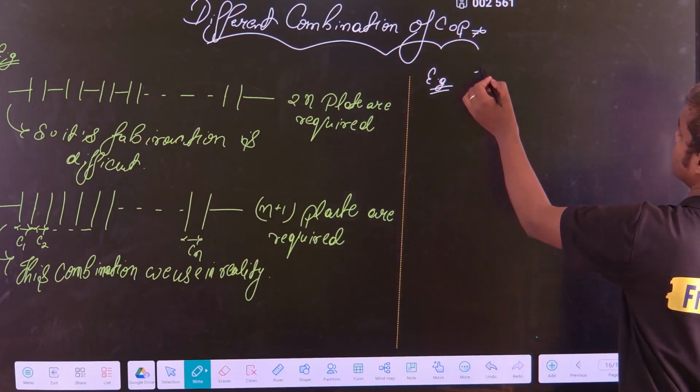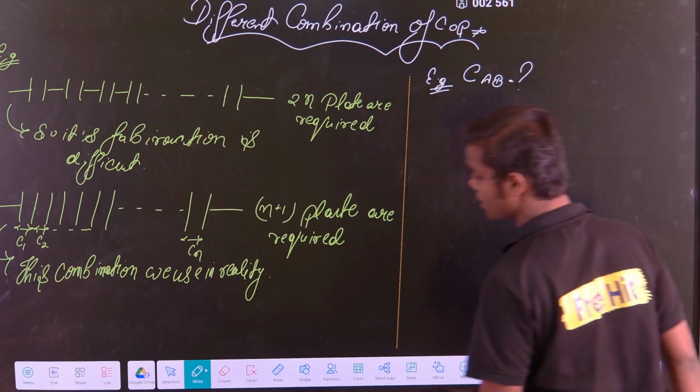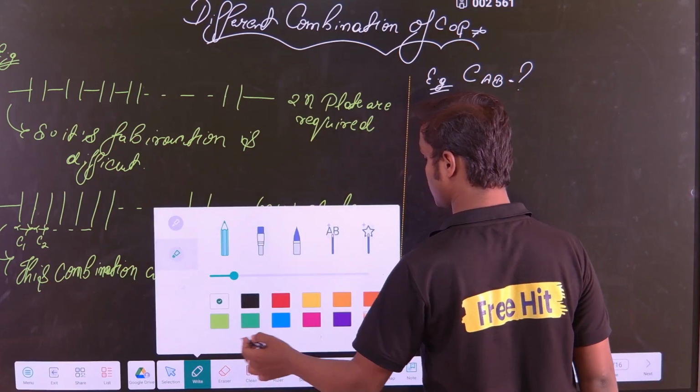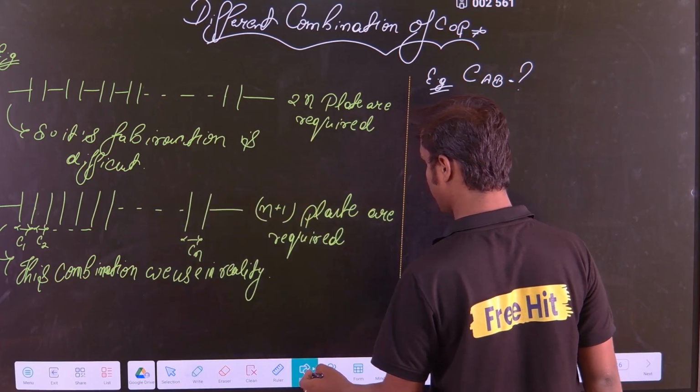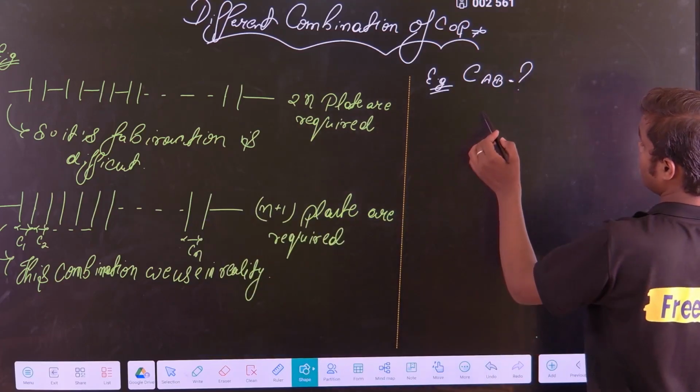My question is very simple. You have to calculate CAB. That is my question. Everywhere, whenever I write, you have to simply calculate CAB. That is my question. Clear?